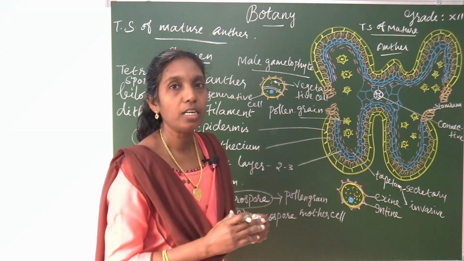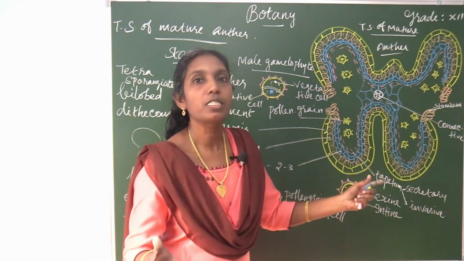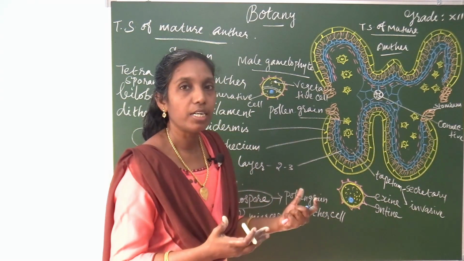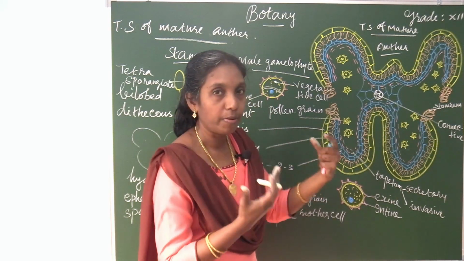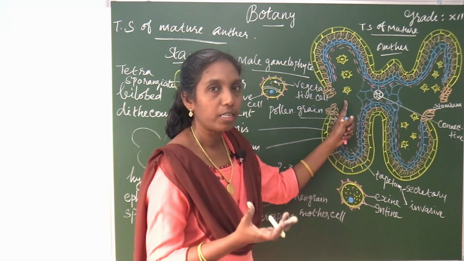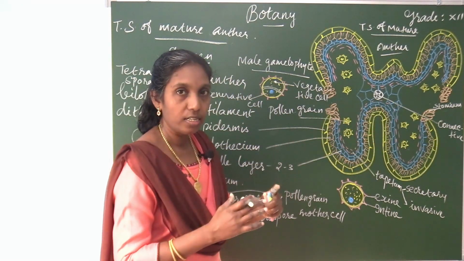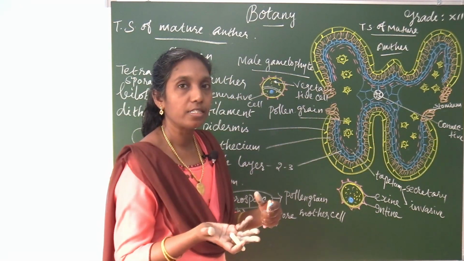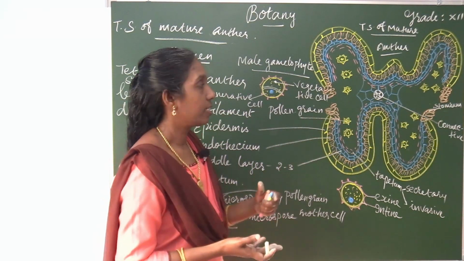The stomium helps to disperse the pollen grain when it is mature. So this is the structure, the mature anther. At the time of maturity, it becomes pollen grains. The microspore becomes a pollen grain, which is liberated either at the two-celled stage or at the next stage, called the three-celled stage. What is this three-celled stage?